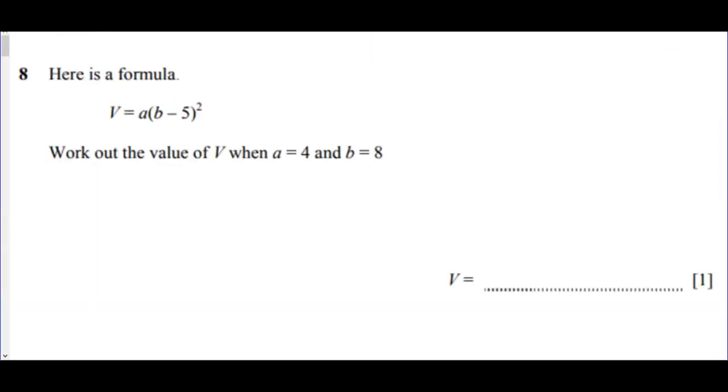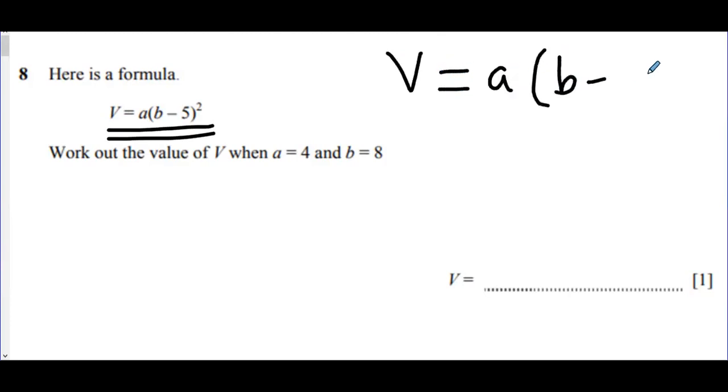Now we have this question here. This question here is that we are given a formula. The formula is V equals to A (B minus 5) squared. The question is, work out the value of V when A is 4 and B is 8. So what I'm gonna do is first try to zoom this. I have to zoom this equation for my students, and there we go. We have V equals to A (B minus 5).